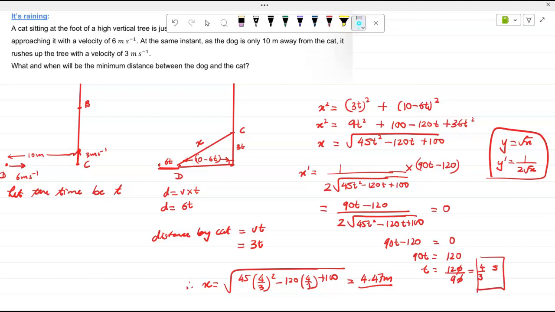You know the calculator. This is the distance at this time, no? This is your time. We calculate the time first and then we put this time in the distance to get the distance, no?